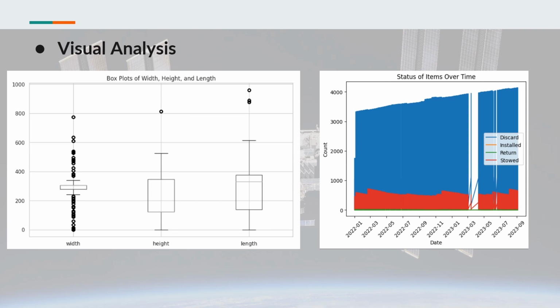And to the right, we have status of items over time. One interesting thing to note here is the gaps between some of the dates, especially between March and April. There's just no data there, and this is the first time we determined that the data set we received had a lot of missing data.